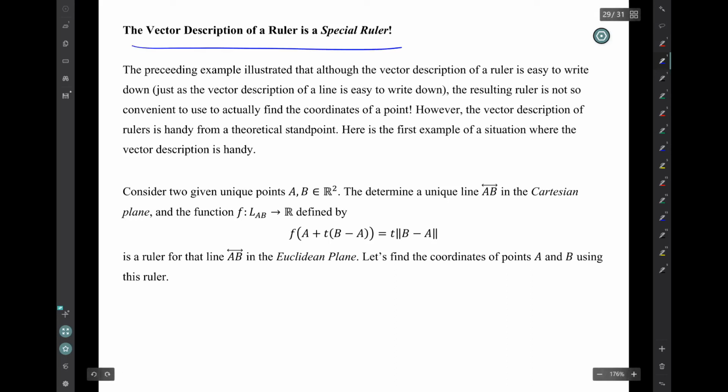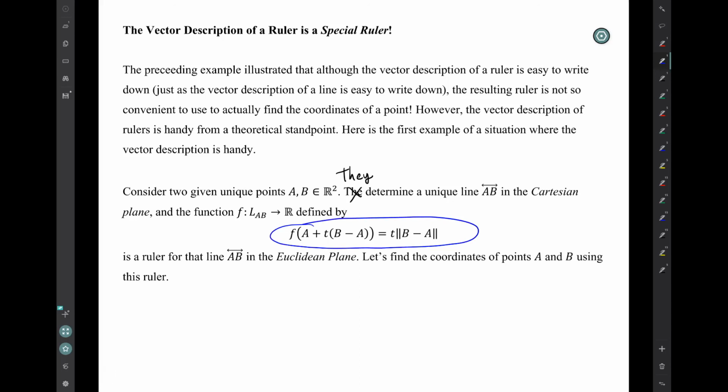It turns out that it's a special ruler in the following sense. Consider two given unique points, A and B, in R². They determine a line AB. There's a typo here. So they determine a line in the Cartesian plane, and we have this way of building a ruler using vectors by this formula that describes a ruler for that line AB. Let's find the coordinates of points A and B using that ruler.